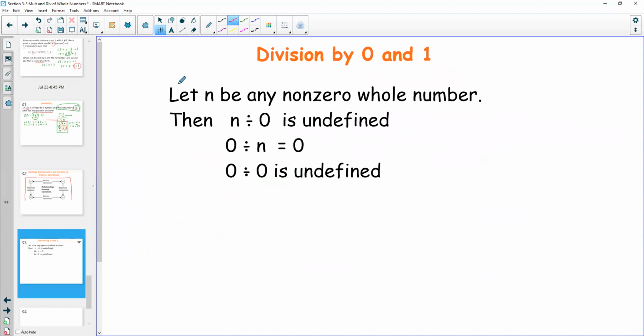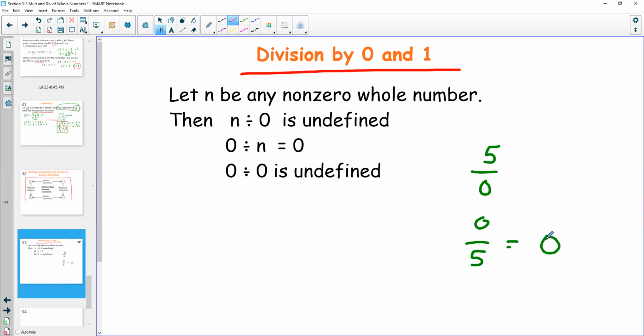All right, and so the end of this is dividing by 0 and 1. If n is any non-zero number, so say it's 5, 5 divided by 0 is undefined. Anything divided by 0 is undefined. 0 divided by 5 is just 0, you didn't get any. Like if I have 5 slices of pizza and I didn't give you any of them, you got no pizza. And then 0 divided by 0 is still undefined because dividing by 0 is always undefined. So you do not divide nothing by nothing and get 1. That's not right. 0 divided by 0 is undefined.